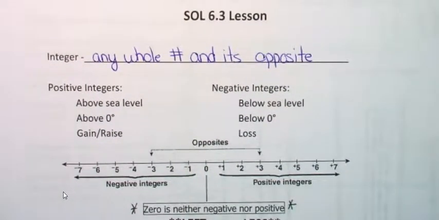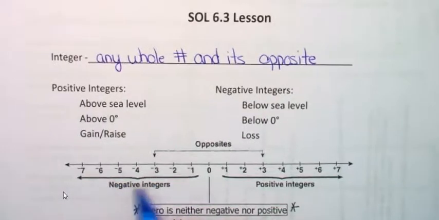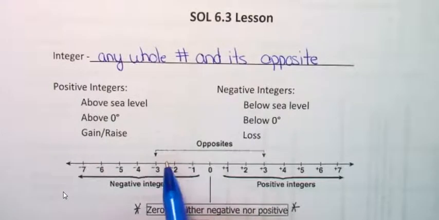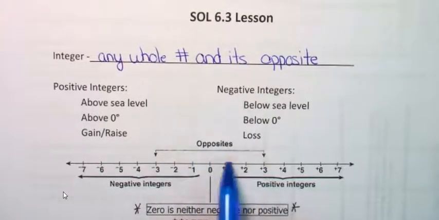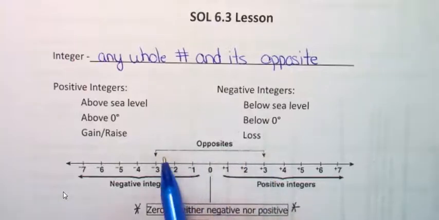And if you think about it, integers are our numbers that are on the number line. There are 1, 2, 3, any counting number, 1, 2, 3, 4, 5, 6, 7, or even our negatives, -1, -2, -3, and so forth. If you look down here, we have a number line. And opposites means they're the same distance from 0. +3 and -3 are opposites.